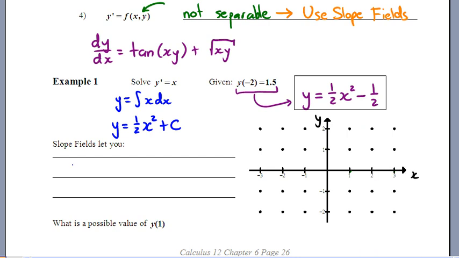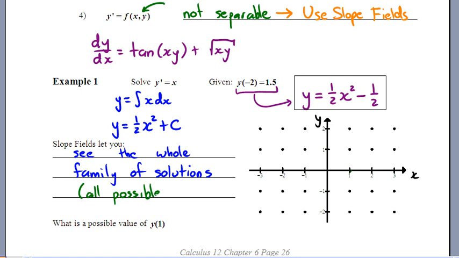They let you see the whole, what we call, family of solutions. So a solution family would be all the different possible solutions where you have different values for that c. So these are all possible C's.